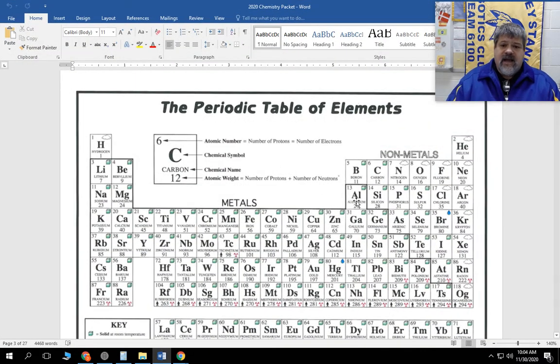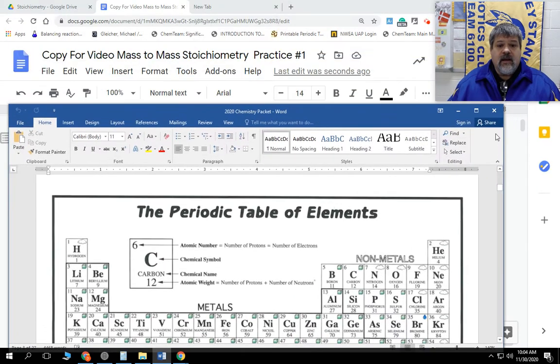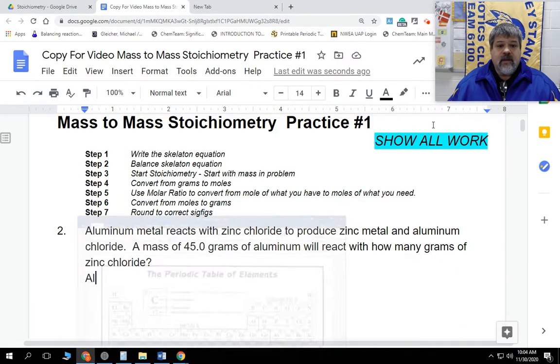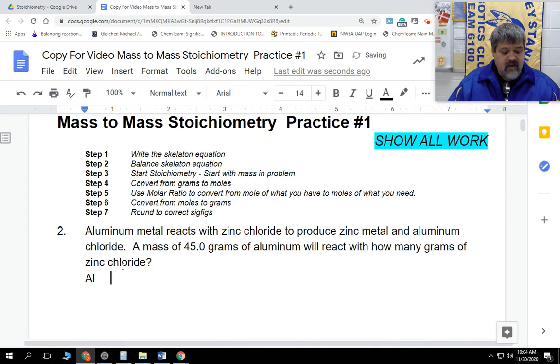Again, the diatomic elements make a 7 on the periodic table, starting right here: nitrogen, oxygen, fluorine, chlorine, bromine, iodine. There's our 7, plus our hydrogen. So aluminum is not diatomic, so we can just leave it alone. It's all by itself, and that is going to react with zinc chloride.